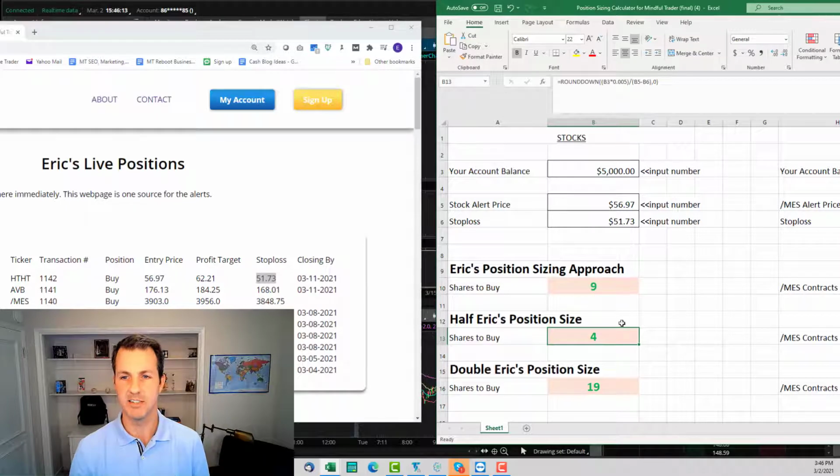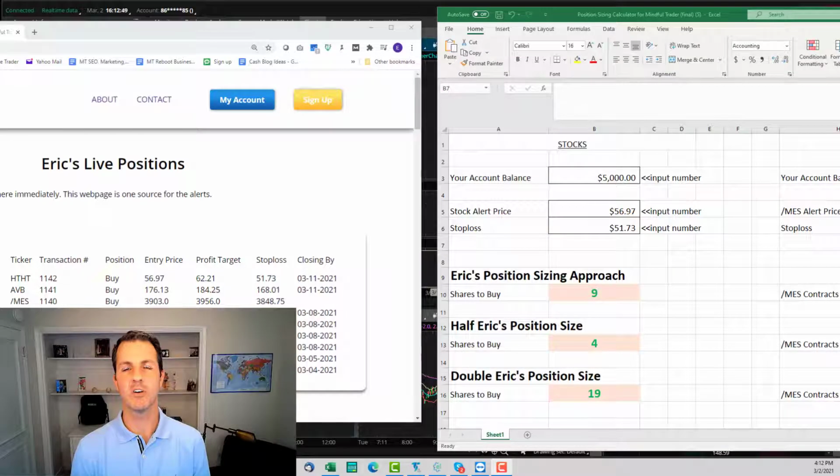You'll notice that for half the position size, I didn't put 4.5. Whenever there was a decimal behind the number, I rounded down to the nearest whole share. So that's why it does it that way. I want to also talk about how this position size that I just indicated relates to compound position sizing.